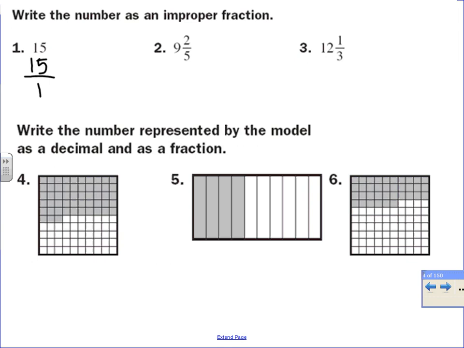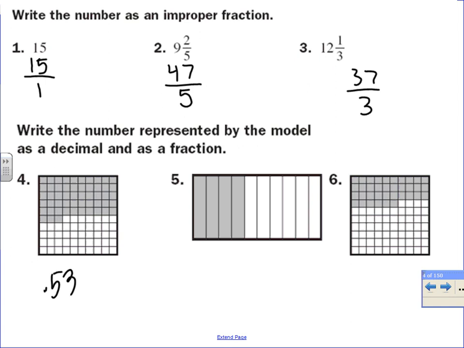Mary, what about number 2? Okay, can you tell us how you got that? Awesome. 9 times 5 is 45, plus 2 is 47, over 5. Improper fraction. Briar, number 3. Good. 37 over 3. Again, Briar did 12 times 3 is 36, plus 1 is 37. Leave it over the current denominator, which is 3. Adam, number 4.